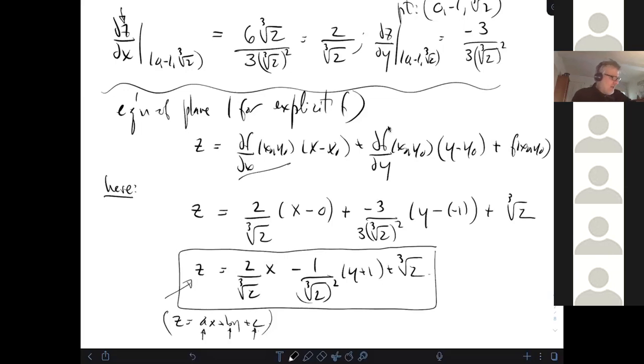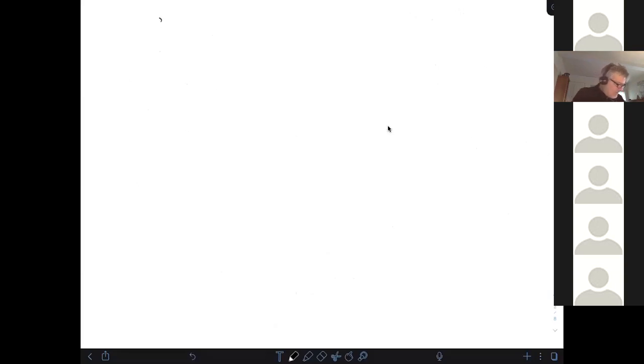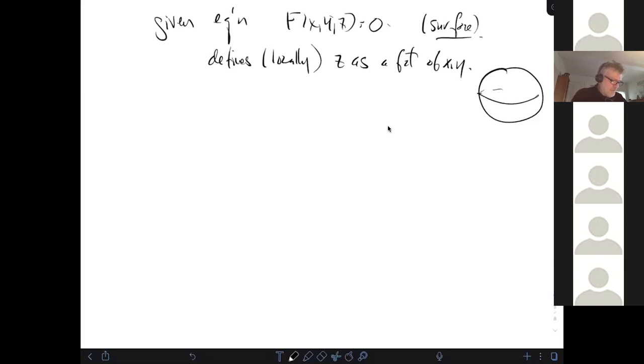Unless there are other questions, I think this is it for implicit differentiation. Let me just recap. We're given an equation, big F of x, y, z equals 0. This defines a surface, which is not the graph of a function, but it defines locally z as a function of x, y. So again, a good example is to think of the sphere.